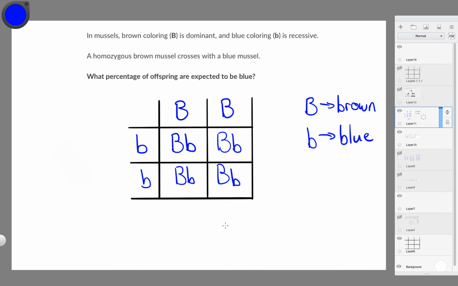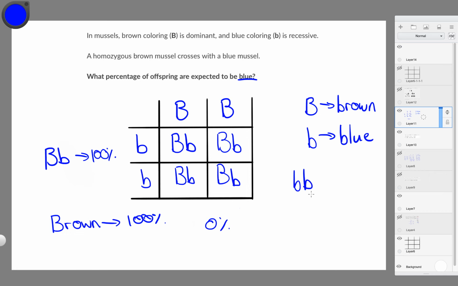Well, let's get rid of this for the time being, and let's write over here like we have been doing. So how many of those are the heterozygous brown? 1, 2, 3, 4. Out of 4, 100% are going to be heterozygous for brown, which means that the phenotype is also going to be brown, 100%. So where does that leave us for blue? How many of them are blue? What's the percentage that are blue? Well, 0%.